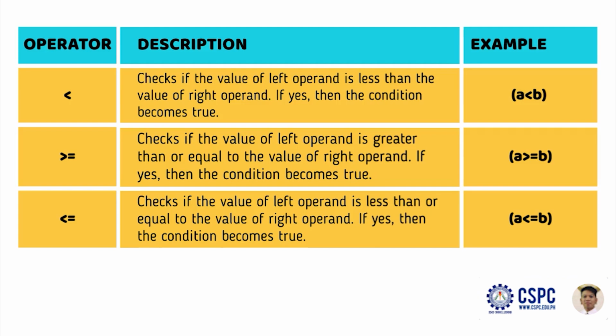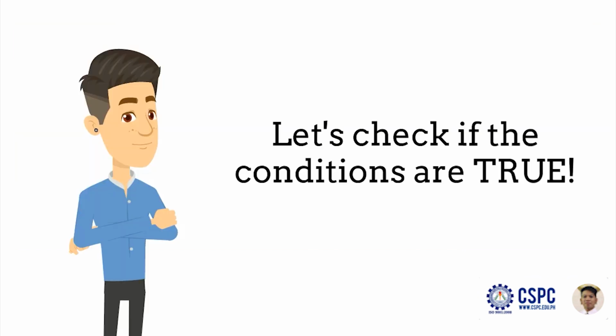Next, the greater than or equal to checks if the value of left operand is greater than or equal to the value of right operand. If yes, then the condition becomes true. Example, A is greater than or equal to B. Lastly, the less than or equal to checks if the value of left operand is less than or equal to the value of right operand. If yes, then the condition becomes true. Example, A is less than or equal to B. Let's check if the conditions are true with the following examples.